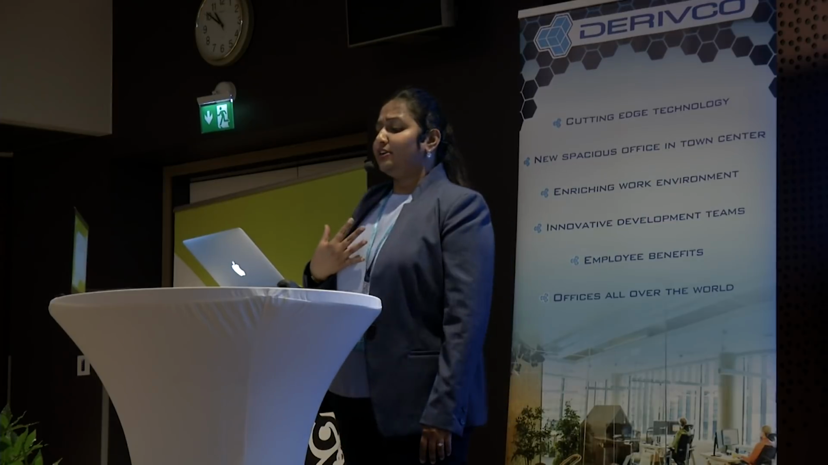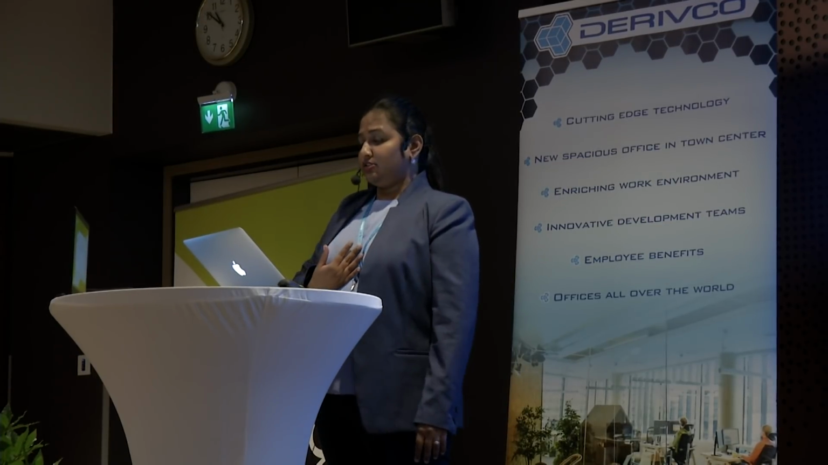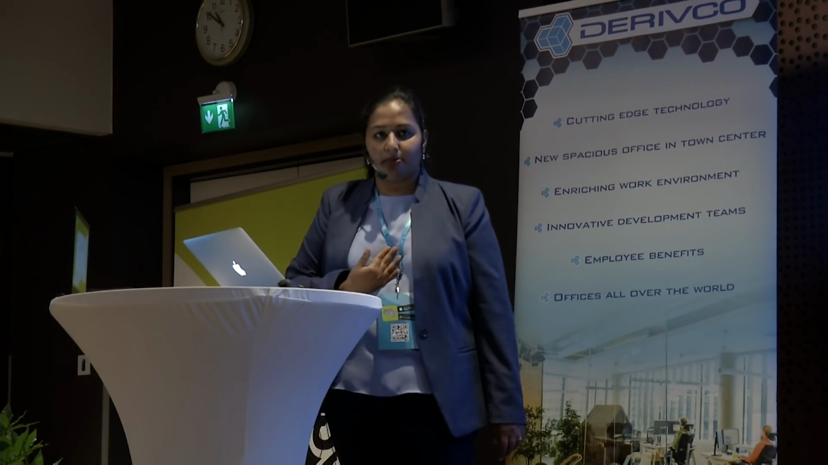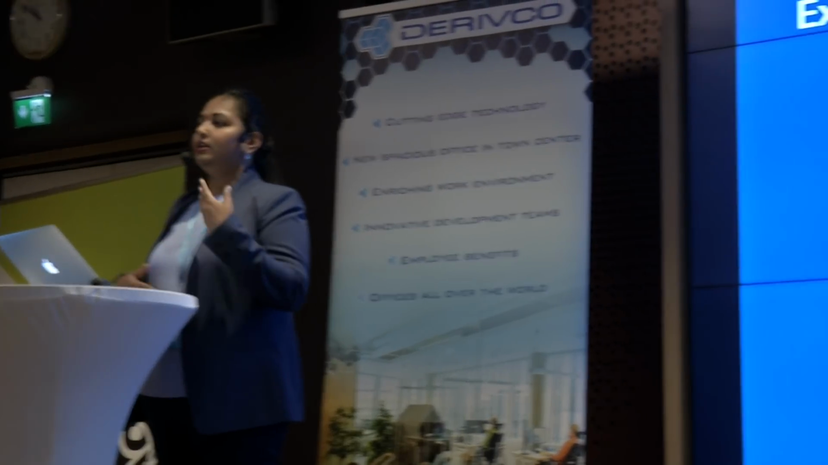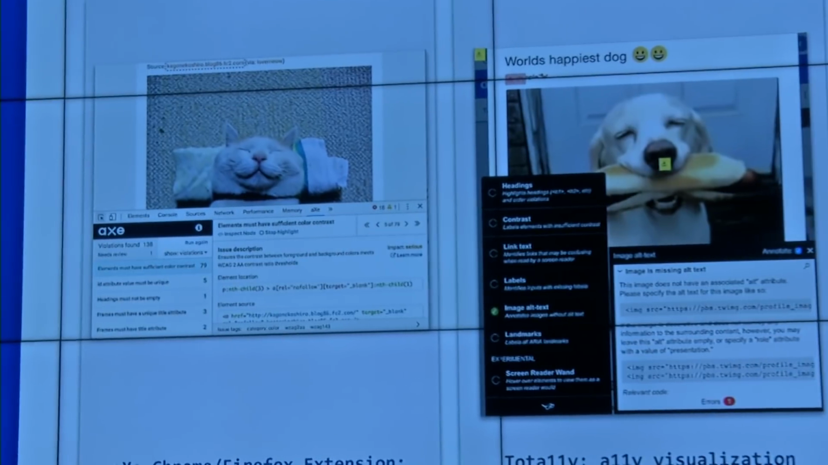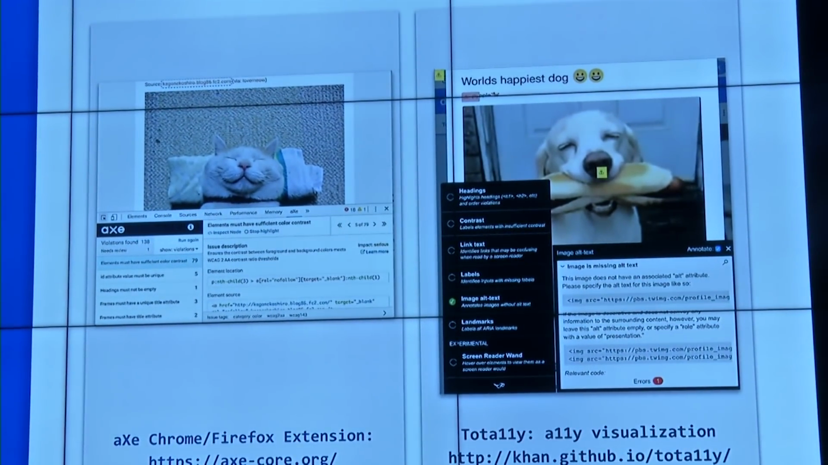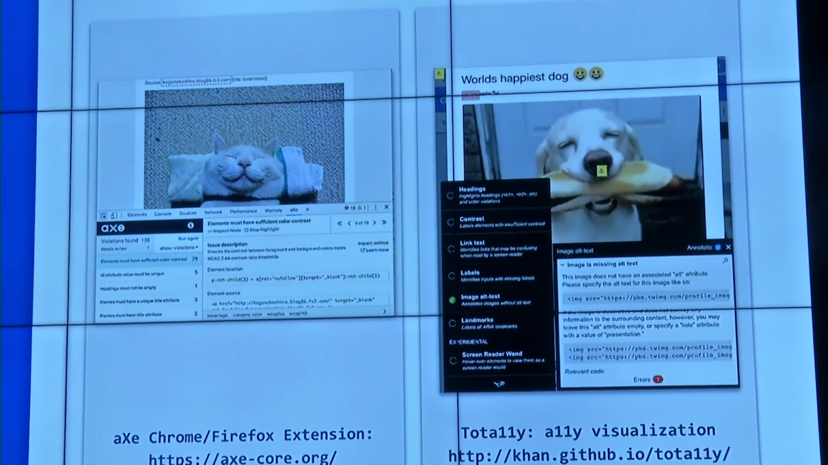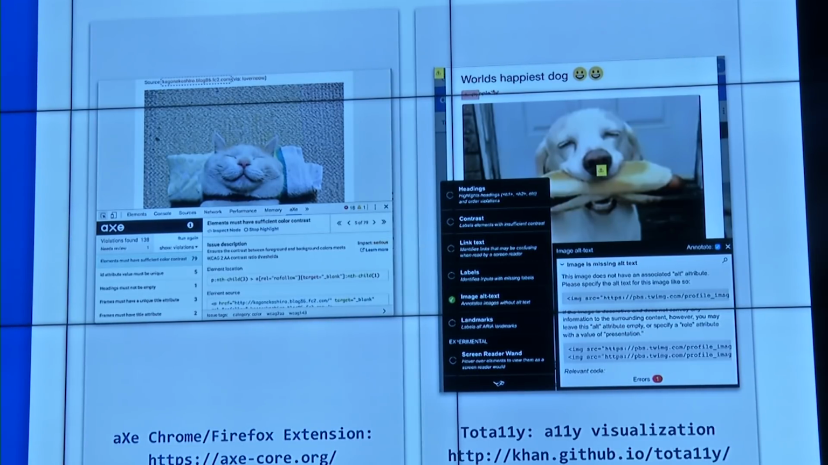So Axe and Totally are the two browser extensions that I use. The nice thing about it is once you download it, you activate that plugin in your Chrome browser or your Firefox browser. It says how many violations are found, and then what the violation is, what the issue is, where it is located in the DOM, and where the source is.